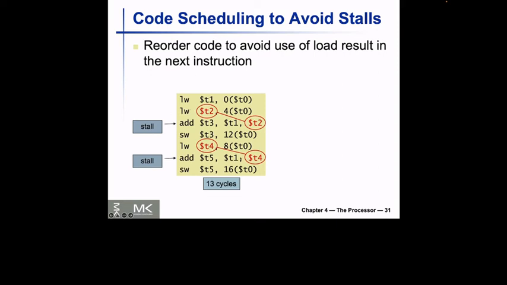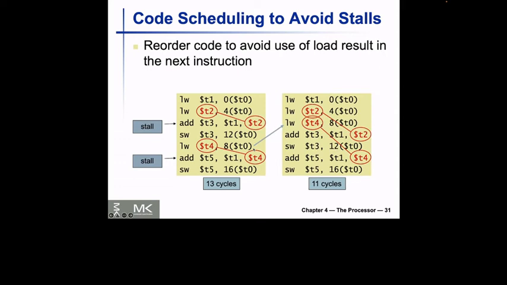Likewise, here we have another data hazard. This $4 is the $4 here. But if somehow the compiler is smart enough to reschedule the code in this way, then we don't need to wait. The logic is still the same, but we don't need to wait.